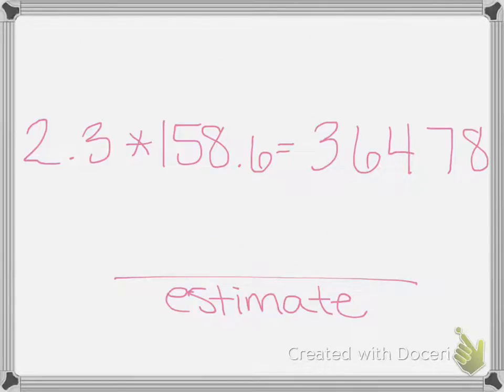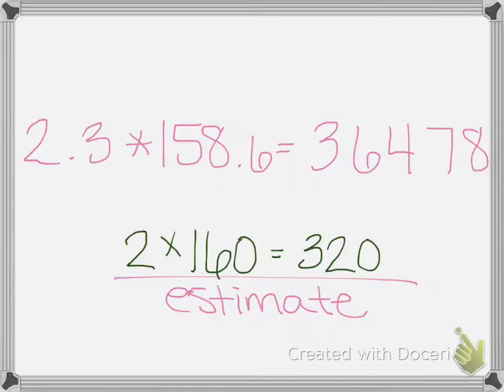Number 3 says use an estimate to place the decimal point. The correct digits are given. So if I were going to estimate, I would round 2.3 to about 2, and I would round 158 6/10 up to 160. I'm going to ignore the 0. 2 times 16 is 32. Add that 0 back. My answer is going to be around 320.